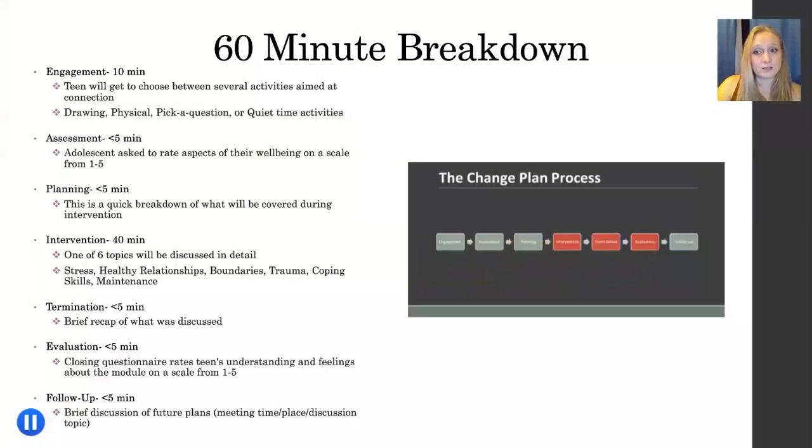During the assessment, which should take less than 5 minutes, the adolescent will be asked to rate aspects of their well-being on a scale from 1 to 5 to see where they're at this week. During the planning stage, which is also very quick, less than 5 minutes, this is a quick breakdown of what will be covered during the intervention.